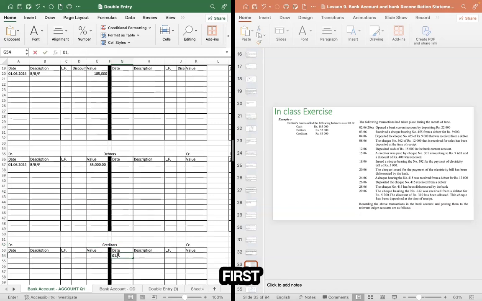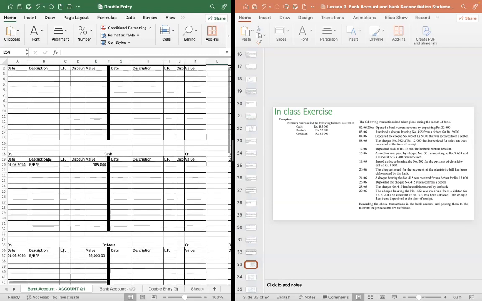Date is 1st June 2024. Balance brought forward 95,000. So when we receive a question like this, first thing is to draw the obvious accounts.